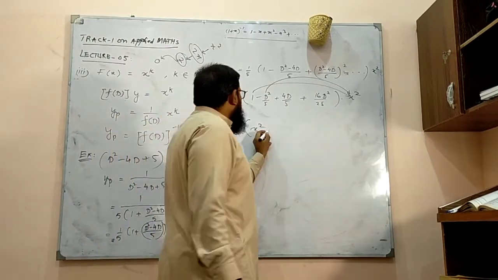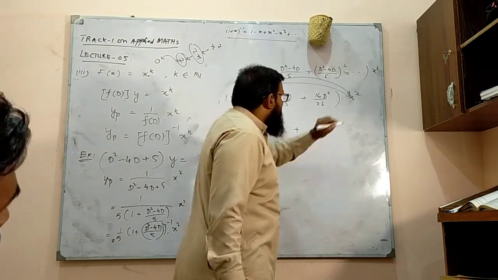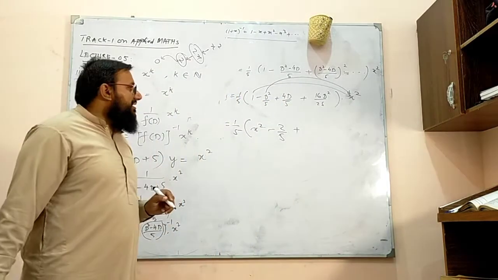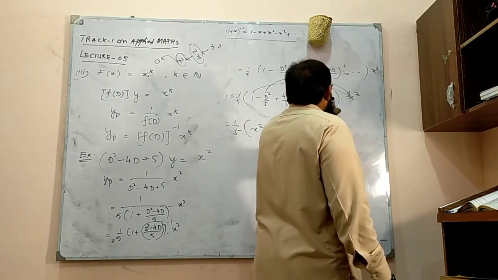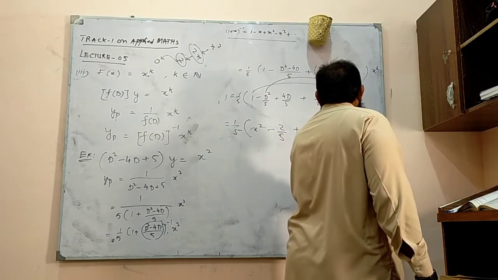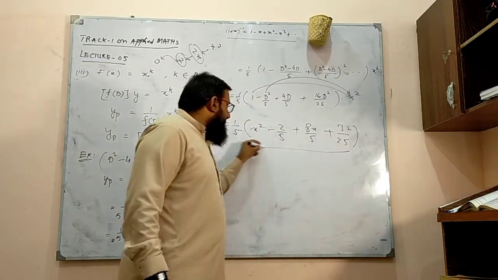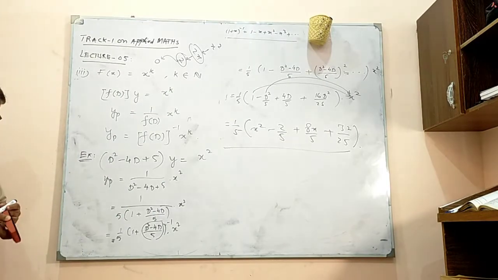So this is going to be minus 2 over 5, plus D means the first derivative, 2x. That would be 2x times 4, 8x, so 8x over 5. D square means the second derivative, which is going to be 2. Then 32 by 25. Then we just need to simplify this. That's going to be our answer.